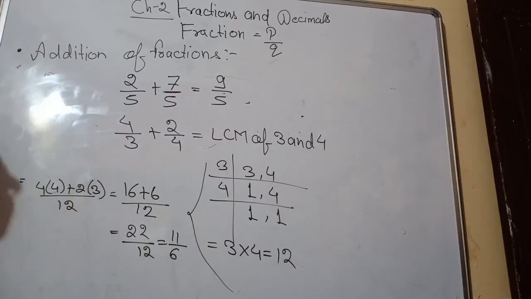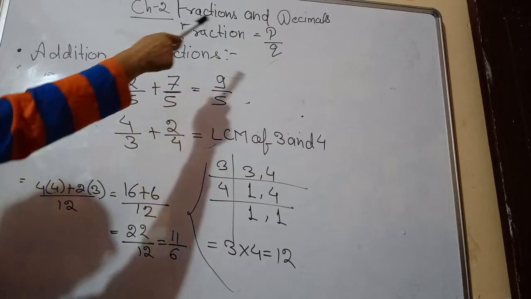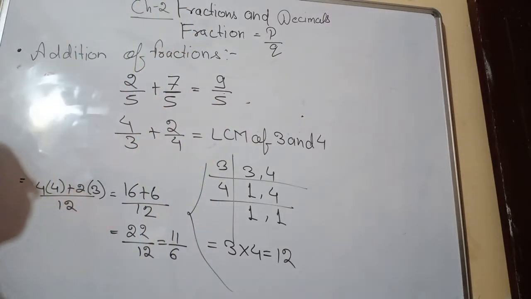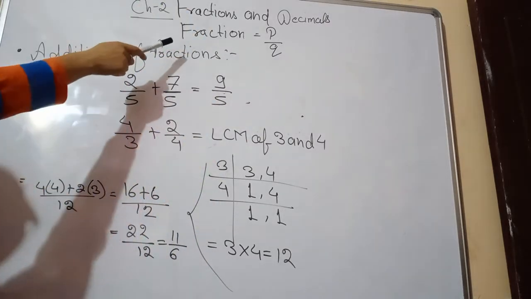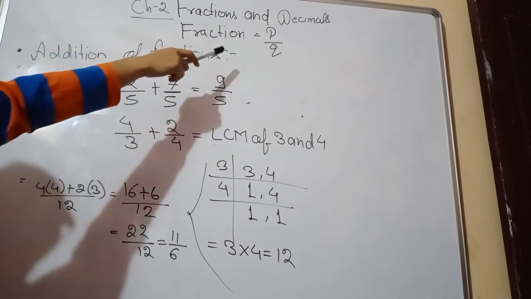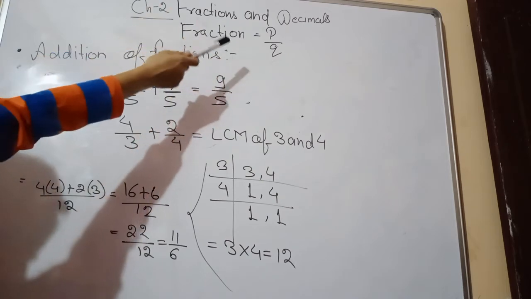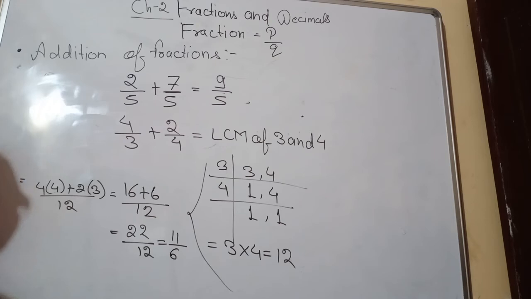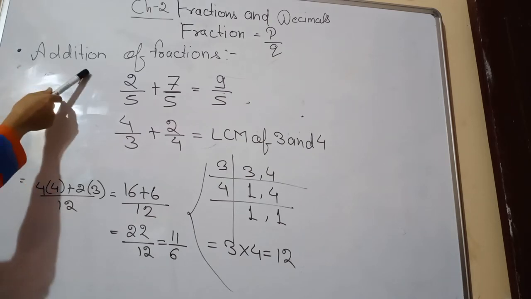Hello students, today we are going to start the second chapter of class 7, which is fractions and decimals. So what is a fraction? A number which can be written in the form of p by q, or p upon q, is called a fraction. Okay, in simple words. Now we will discuss the first topic, which is addition of fractions.